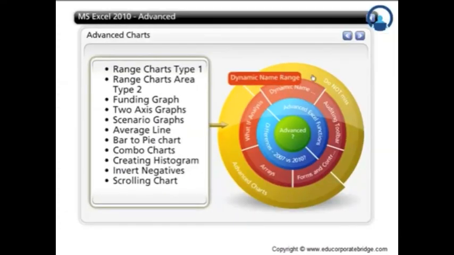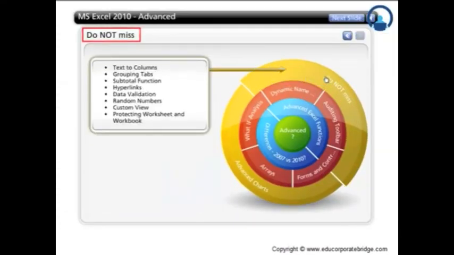We will also touch base with some of the do-not-miss functions in Excel, something like hyperlinks, random variables, custom view, how you go about protecting a worksheet, column tabs, subtotal functions, and otherwise. So this is what is going to be the broad base of advanced Excel functions that we are going to discuss.